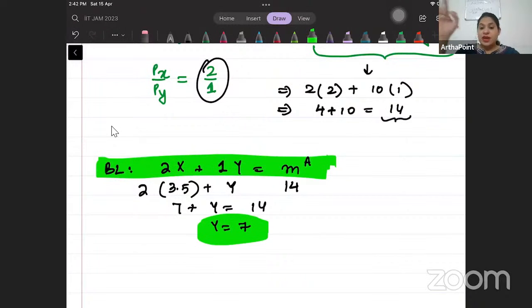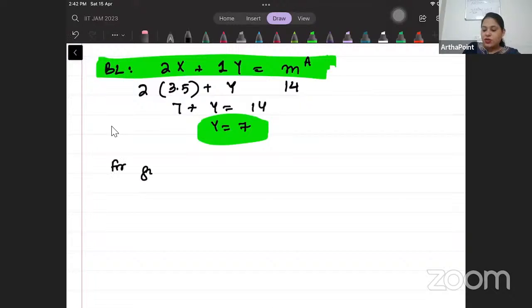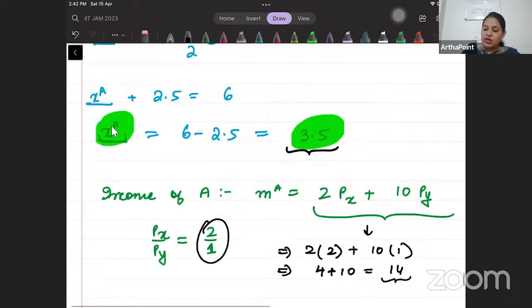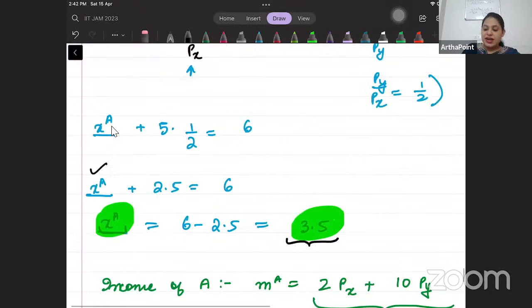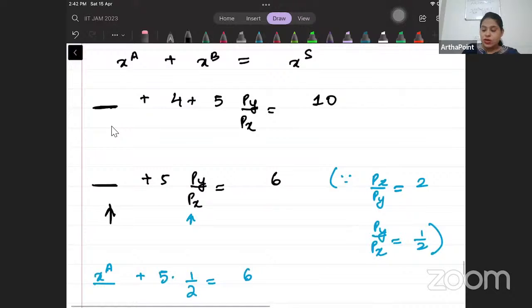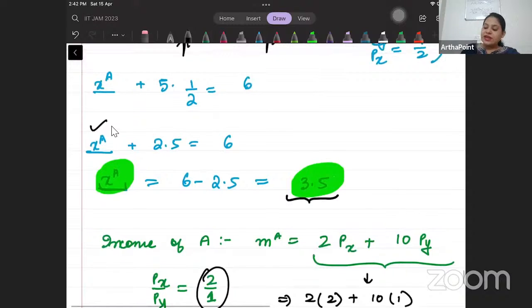This will be a check. If I get good Y's demand as exactly 7 units, I'm done. Let's just solve this and check. So let's check for good Y also. The market of good X is already clear, because the total demand, individual A plus B, is clearing the market. So from here we know that individual A is demanding 3.5 units and individual B is demanding 6.5 units. This is clear to us, right?